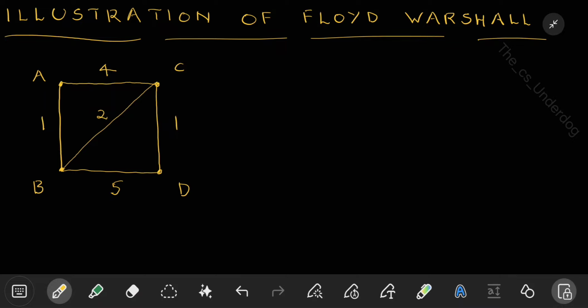Here I'm keeping all the edges as undirected edges. You can use directed graphs as well. For all those, Floyd Warshall algorithm will work perfectly. Here I'm using undirected.